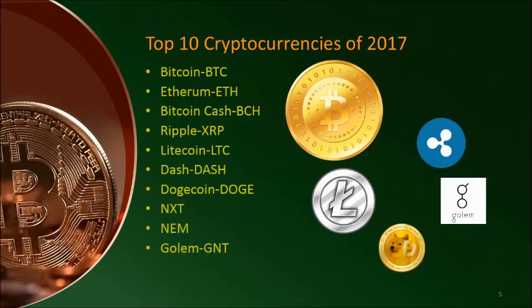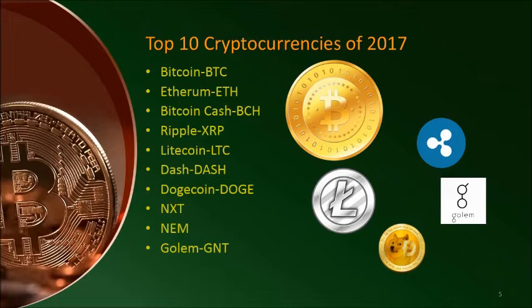So here are the top 10 cryptocurrencies of 2017. Bitcoin, BTC; Ethereum, ETH; Bitcoin Cash, BCH; Ripple, XRP; Litecoin, LTC; Dash; Dogecoin, DOGE; NXT; Golem, GNT.